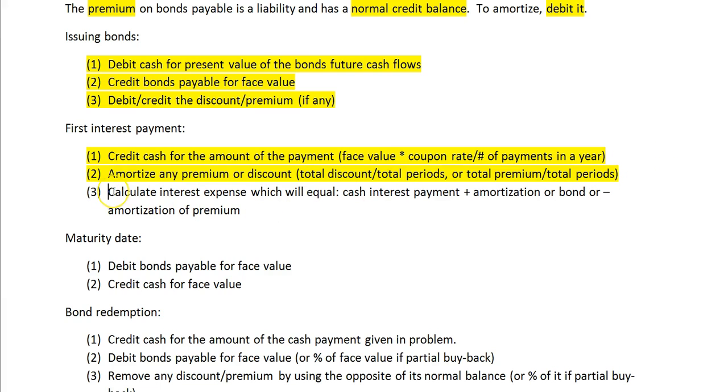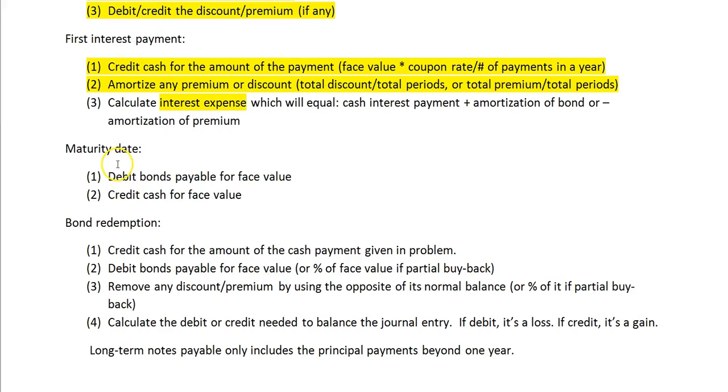And the third step is to calculate interest expense. The interest expense will be the cash interest payment plus amortization of the discount, or minus the amortization of the premium. So you can have one or the other. The amortization of the discount increases the interest expense, where amortization of the premium decreases the interest expense. So this one's looking at interest expense. Maturity date, what we need to do is debit bonds payable for face value and then credit cash for the face value. That one's a pretty simple one, just 2 entries.